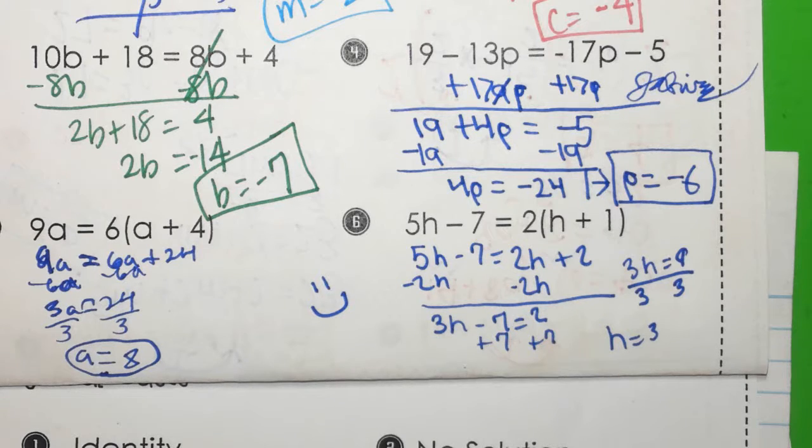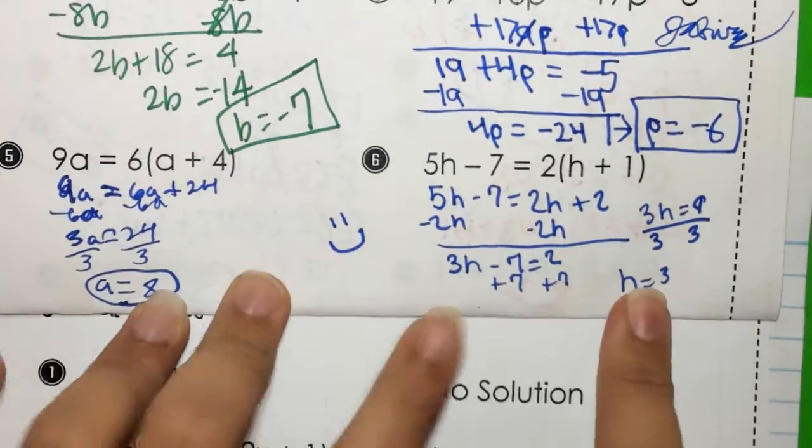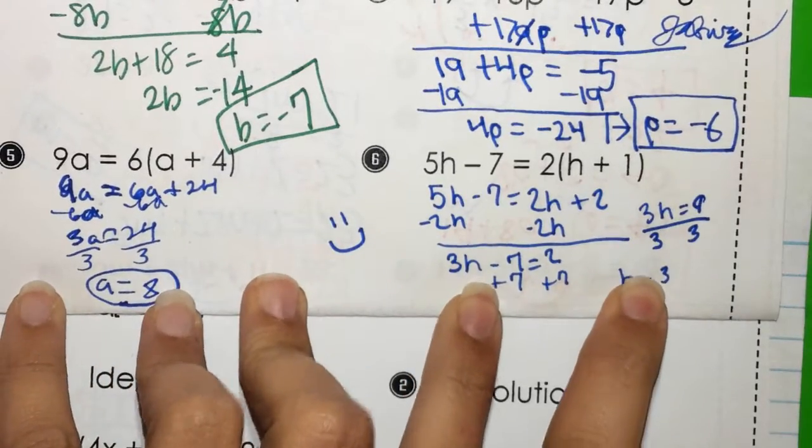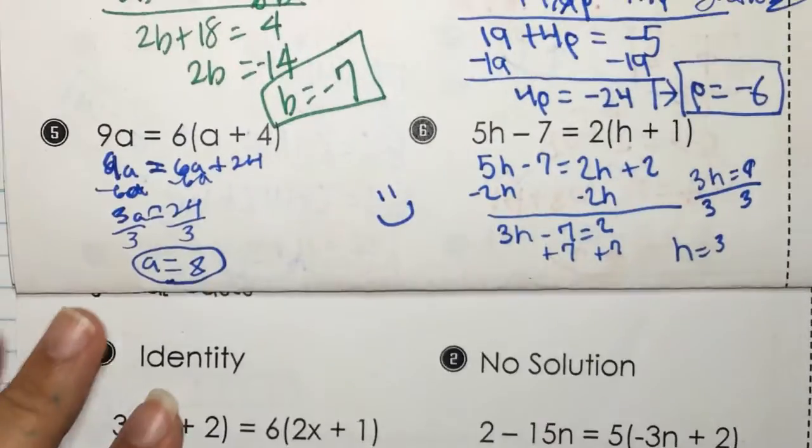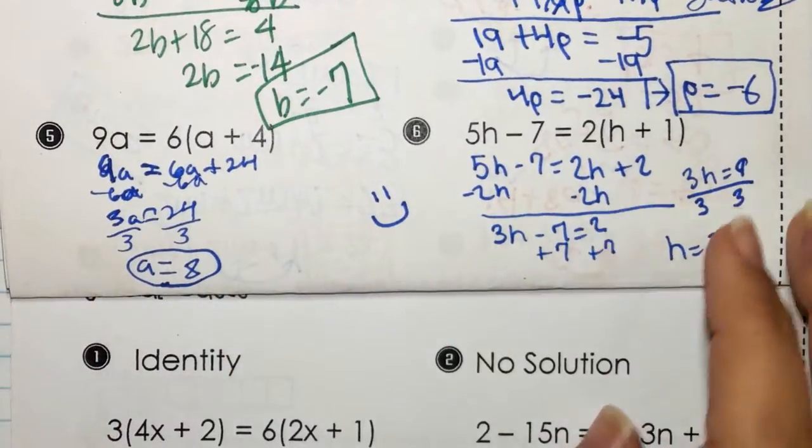Okay, thank you, baby. Number 5, we got A equals 8. Number 6, we got H equals 3. Do we agree or disagree? I agree. Alright, if you worked one on the board, you get a point. Now, let's look at the last part before we do our activity. Did anybody make a mistake on these? No, I didn't.